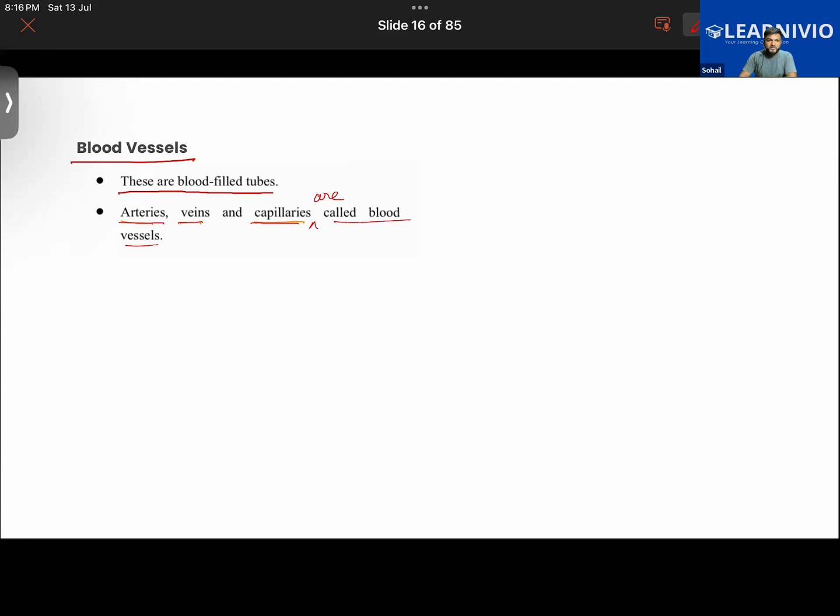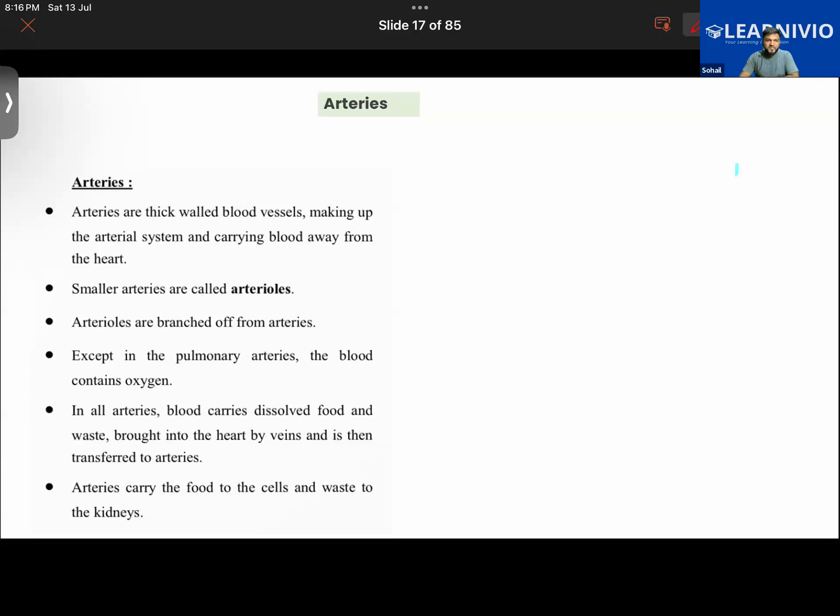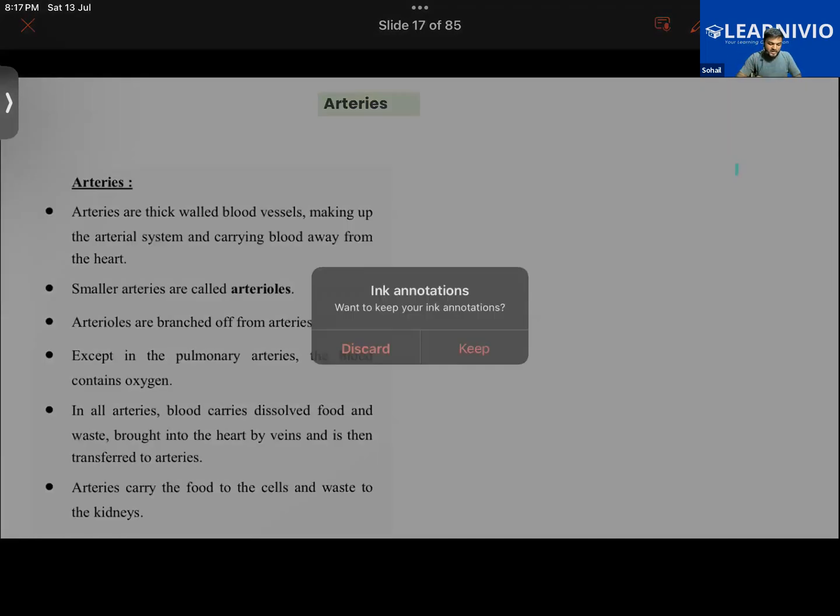So now we are going to be learning about arteries. They are thick blood vessels and make up the arterial system that would be carrying blood away from the heart. So arteries are those blood vessels which carry blood from the heart to all the parts of the body. Getting it? Or in other words, we can say arteries are the blood vessels which carry blood away from the heart.